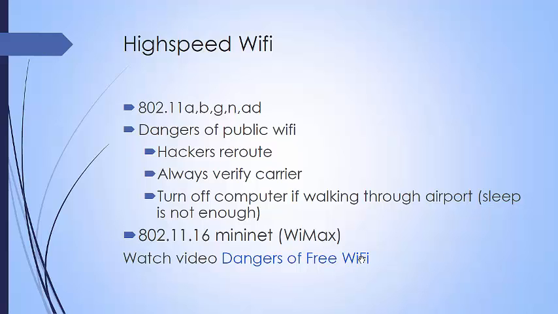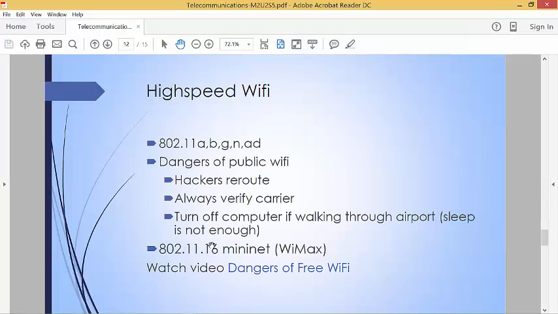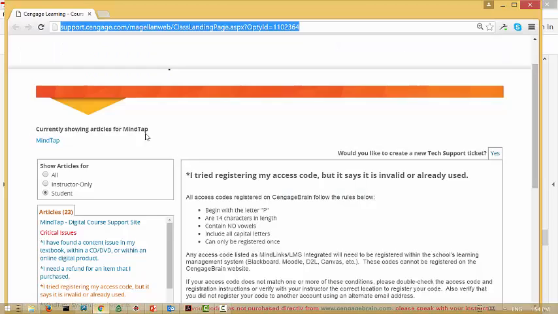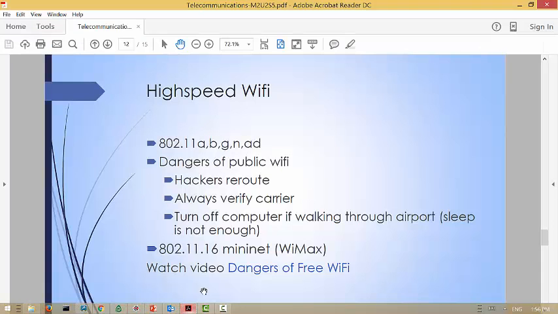So, WiMAX, 802.16, is designed for, well, initially designed for an entire city. They designed WiMAX for cities. So if we were going to go take a look, there we go.